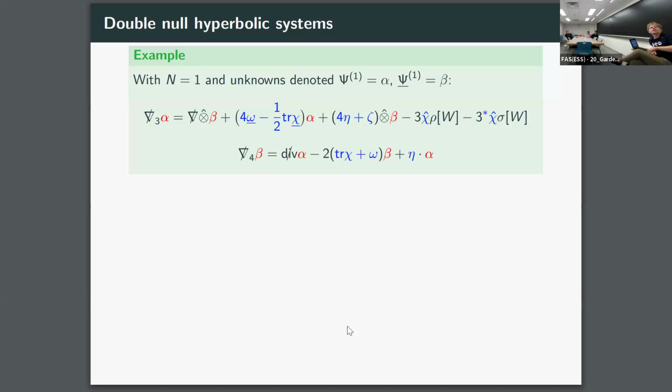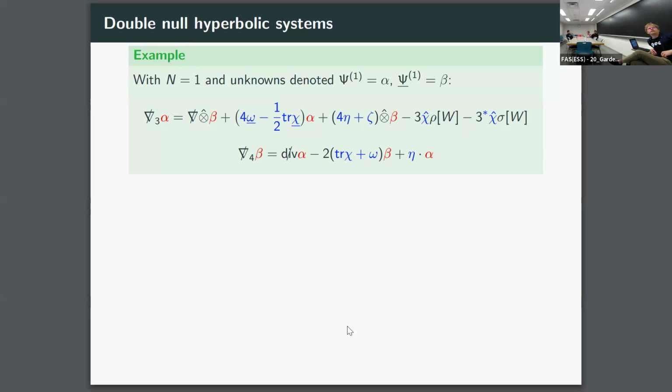Just to have an example to ground this, I'll explain the color coding in a second, but these are just the two Bianchi equations written out in slightly more detail than before for alpha and beta. So here my big N is 1, and my collection of unknowns are just psi 1 being alpha, psi bar 1, I'm going to denote beta.